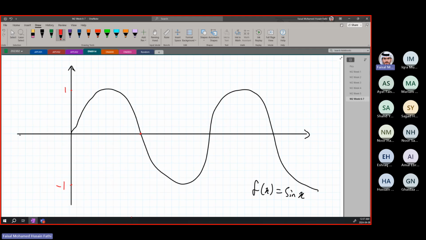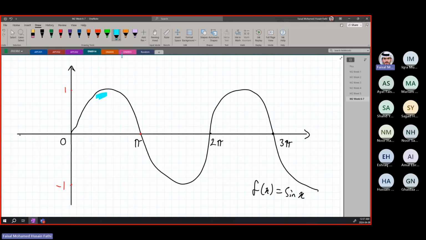Here we have pi over 2. This is pi, I believe. This is 2 pi, yes. And this is 3 pi. Okay? And this is 0. Again, I'm going to tell you, find the area of the shaded part, or find the area between 0 and 3 pi of sine x.